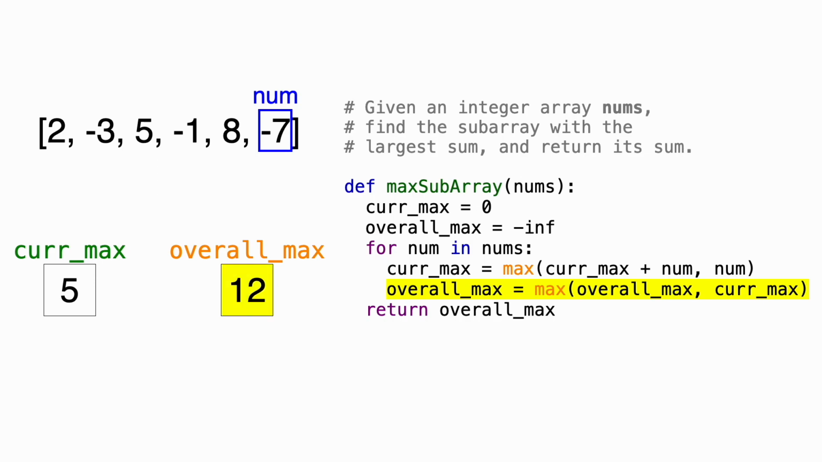We're now done with the loop, so all we have to do is return the overall max of 12, which corresponds to this subarray here, and we're done.